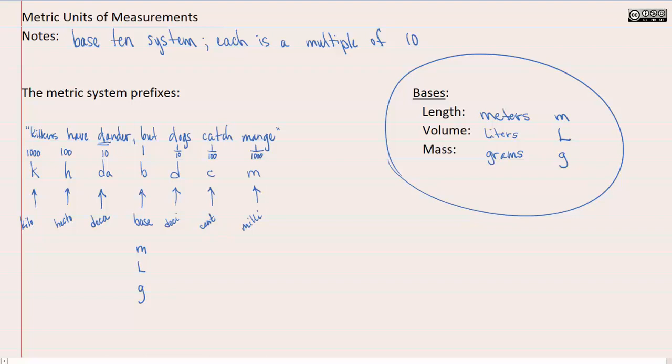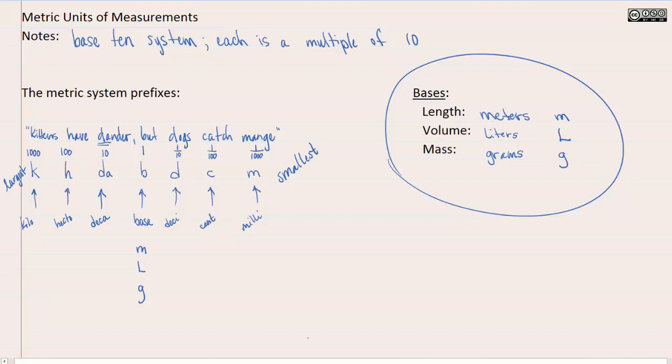As you can see, each time I move between a base and one of its numbers, it is a multiple of 10. In a moment, we will be learning how these things are applied. But before we do that, let's label that kilo is the largest and milli is the smallest.